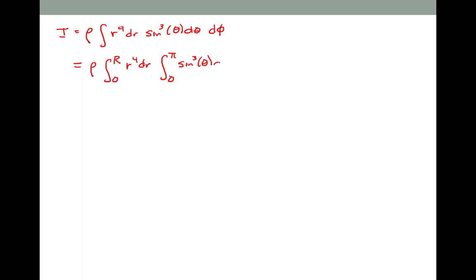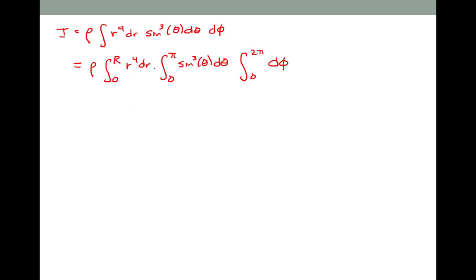Okay, so where we were, I was the integral of the density of r to the fourth dr sine of theta cubed d theta d phi. Okay, so this works out into three integrals. An integral from 0 to r of r to the fourth dr, an integral from 0 to pi of sine cubed theta d theta, and an integral from 0 to 2 pi d phi.